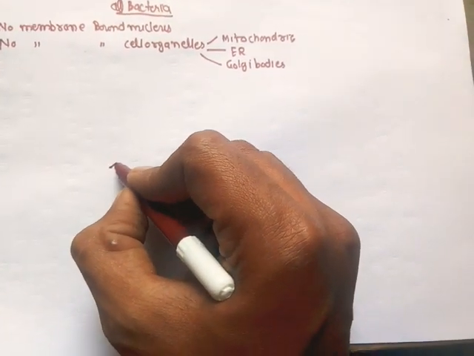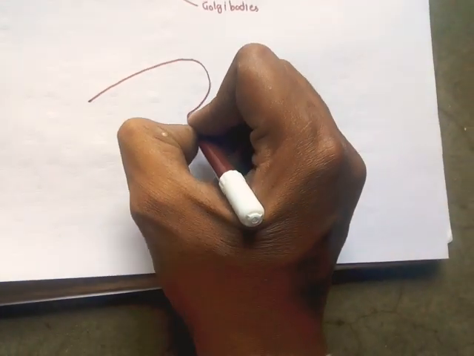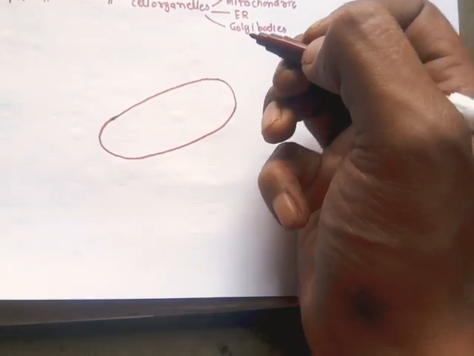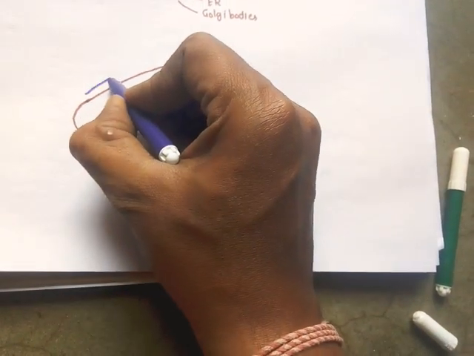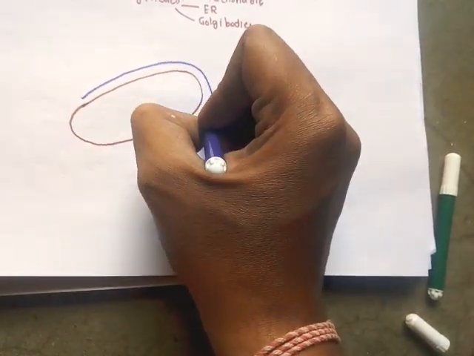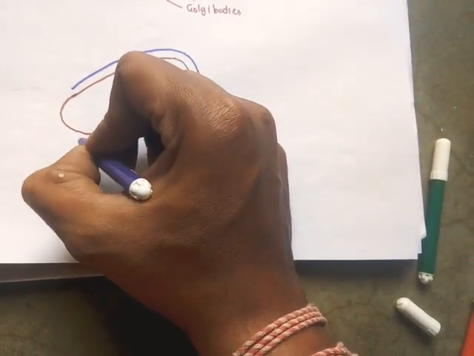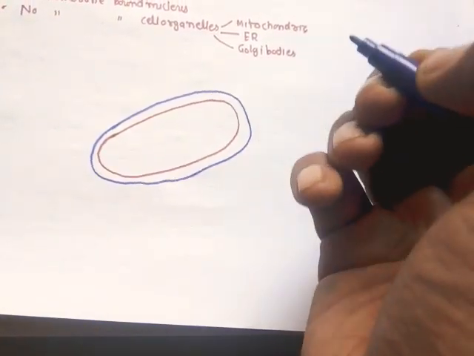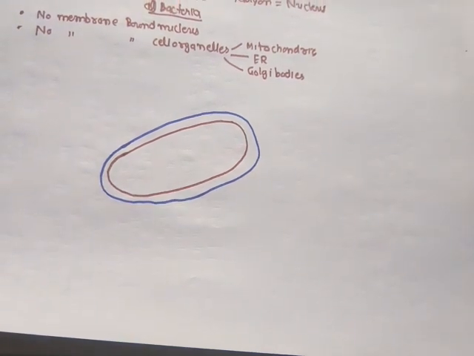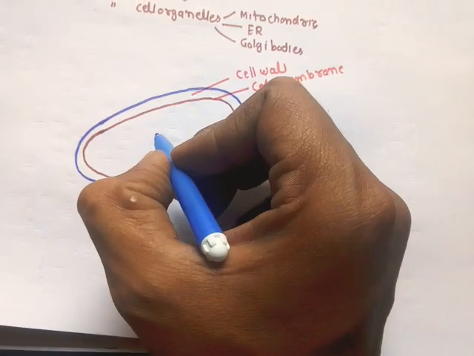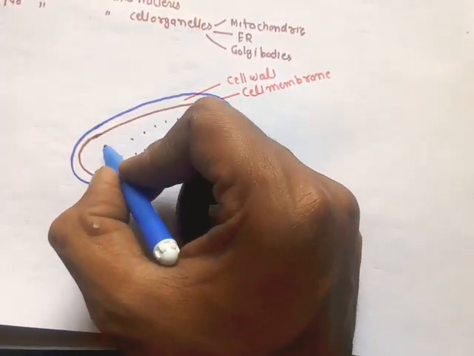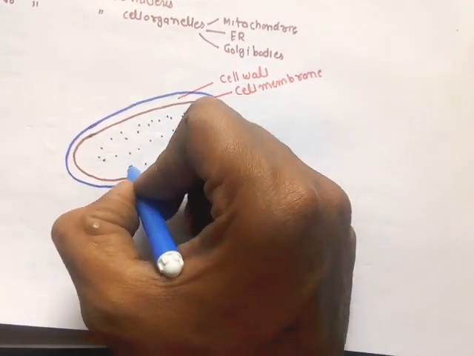So let's discuss the structure of a prokaryotic cell. The prokaryotic cell is bounded outside by a cell membrane, a plasma membrane made up of lipids and proteins, and this plasma membrane is further guarded by a thick cell wall. In prokaryotic cells, the cell wall is not made up of cellulose. In plant cells the cell wall is made up of cellulose, but in prokaryotic cells it is made up of a substance called peptidoglycan. Inside the plasma membrane, the cell is filled with a fluid matrix known as cytoplasm.